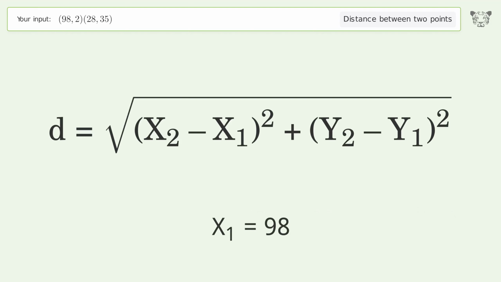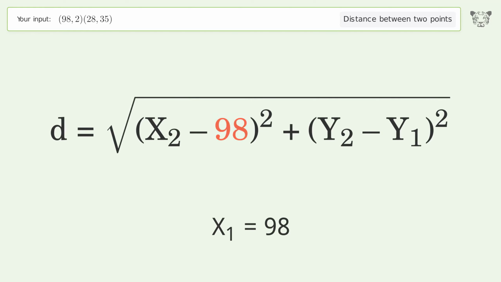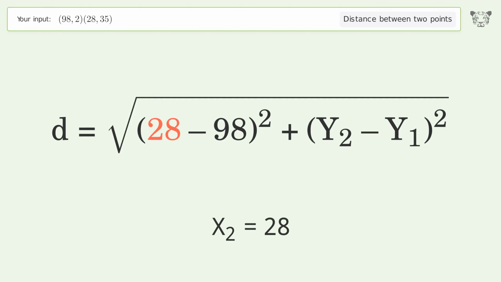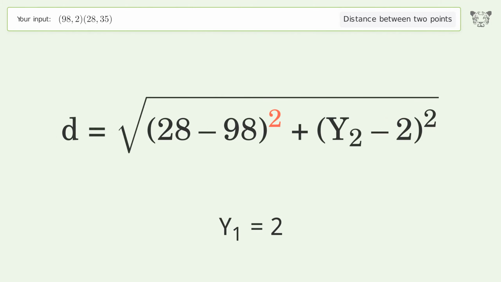x1 equals 98. x2 equals 28. y1 equals 2. y2 equals 35.